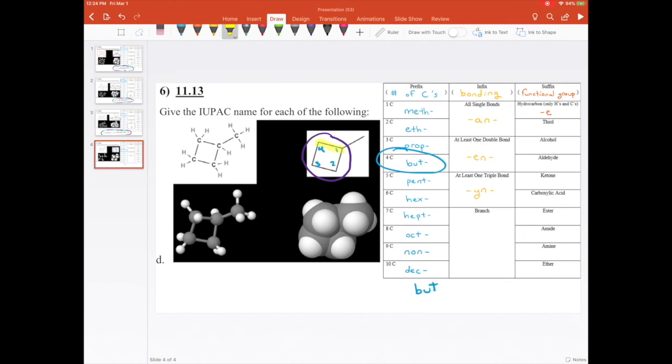If you look at the bonds between those carbons, they're all single lines, and so we have only single bonds, and the infix is AN. You can also see that there's only hydrogen and carbon in this molecule, and so the suffix is E. Also, it goes in a ring, and whenever you have a ring, you add in front of the backbone name the prefix cyclo. So the name for this backbone is cyclobutane.